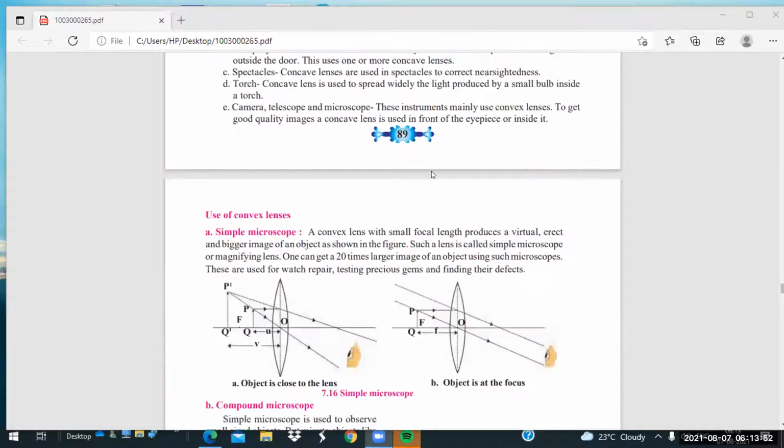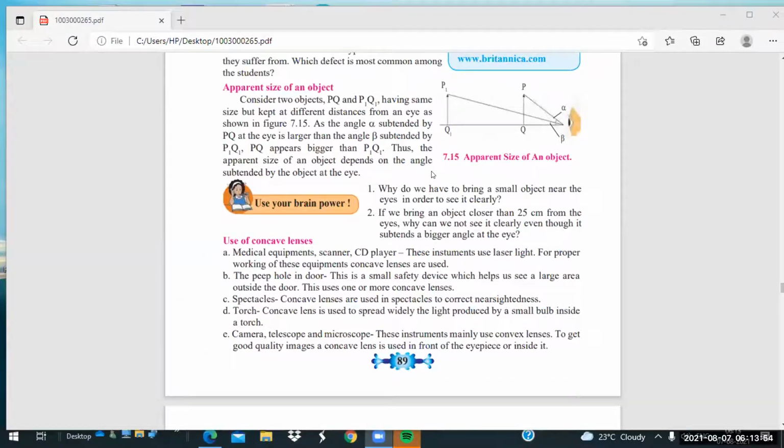We have already seen uses of concave lenses: medical equipment, scanners, CD players. These instruments use laser light for proper working of these equipments, and concave lenses are used. Then the peephole in a door. If you see there, like a CCTV camera, we are using this. Yes, the peephole on the door.